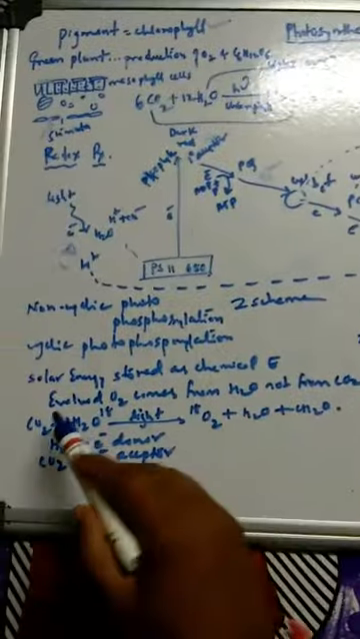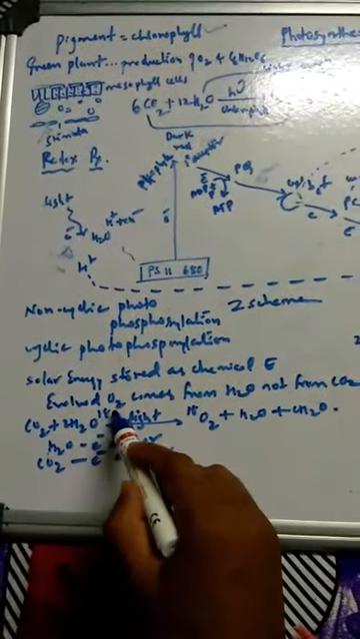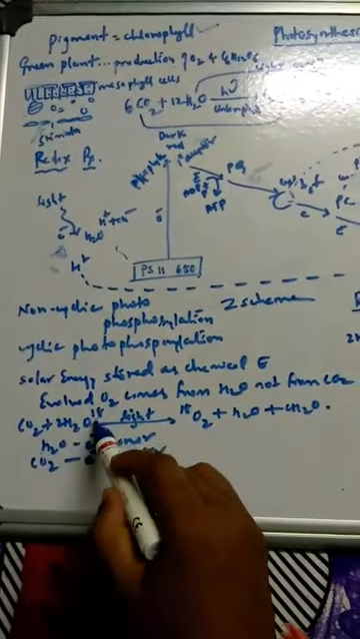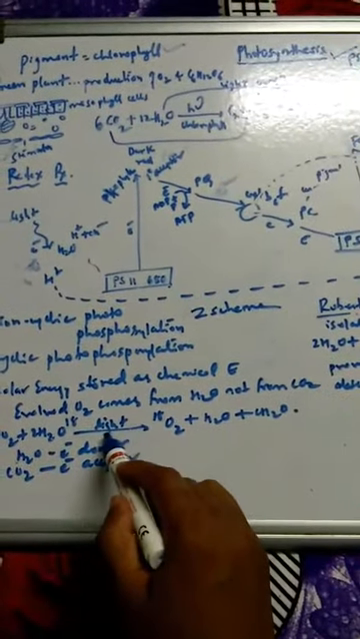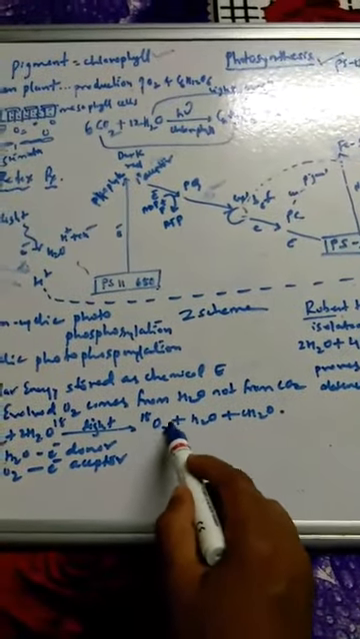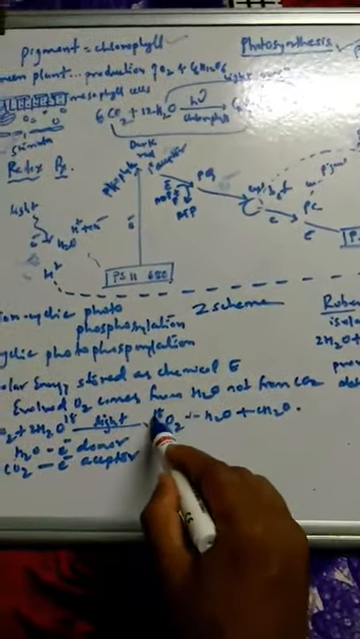How is it proved? It is proved by labeling in the equation: CO2 plus H2O with labeled oxygen. When light is there in the presence of chlorophyll, you get O2, oxygen evolved here, and you can see here 18.